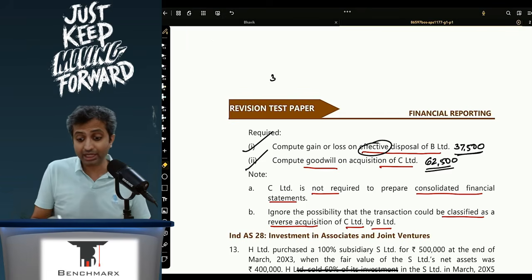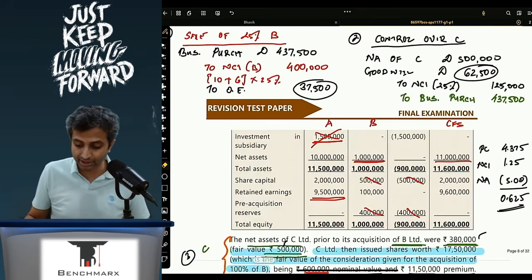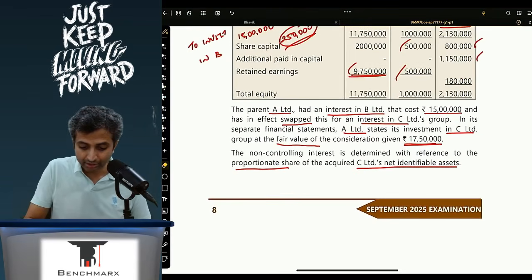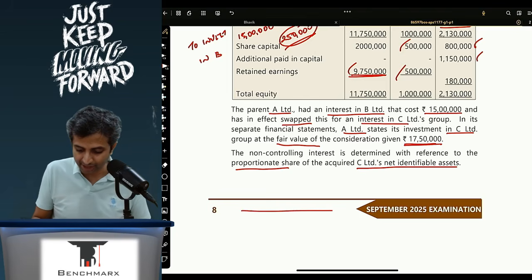Now, just for academic completion again, I know you are out of time, but the question can come and they can ask you to prepare a consolidated balance sheet as well. So if I had to prepare a consolidated balance sheet from this, what will I do? If I were to prepare a CFS, I will take over the net assets.